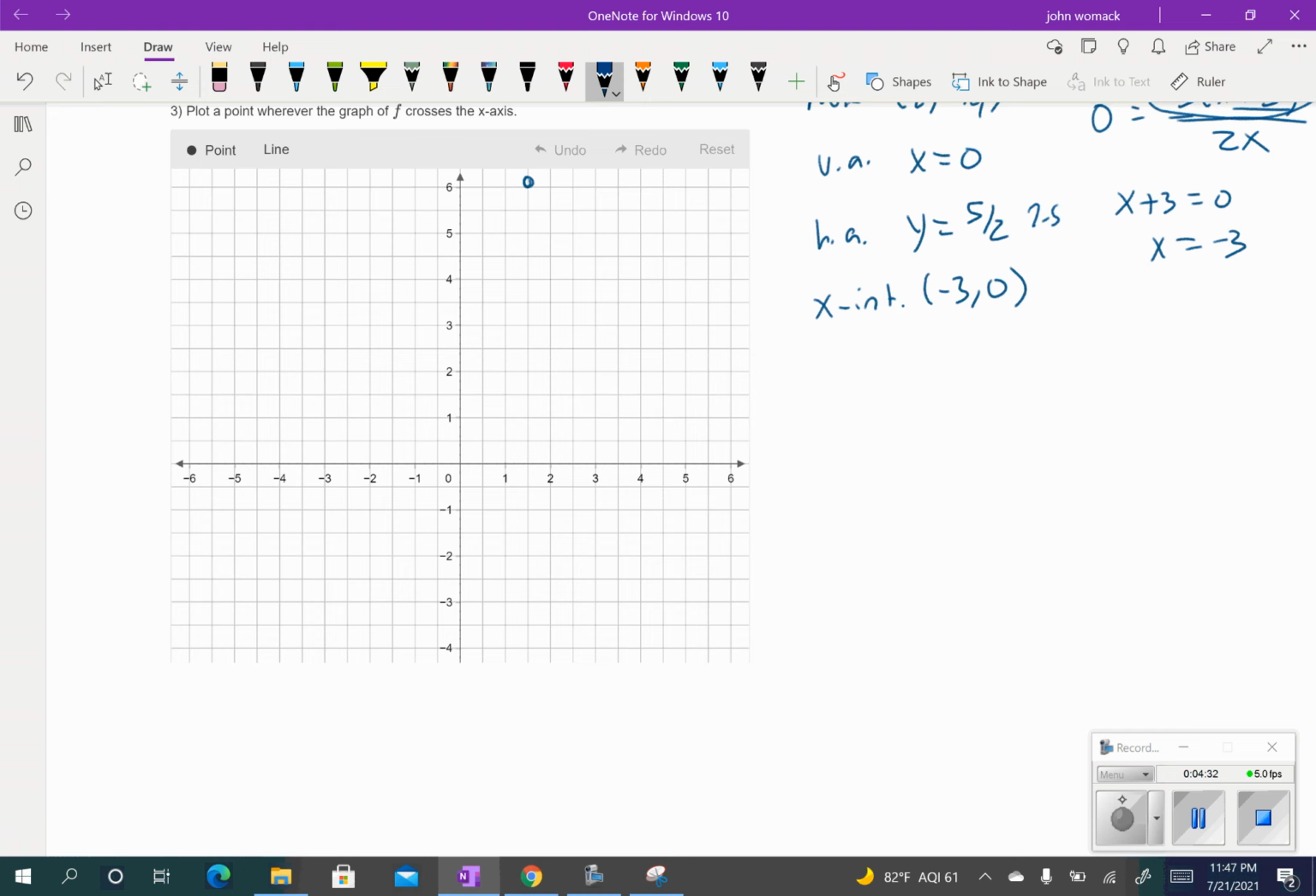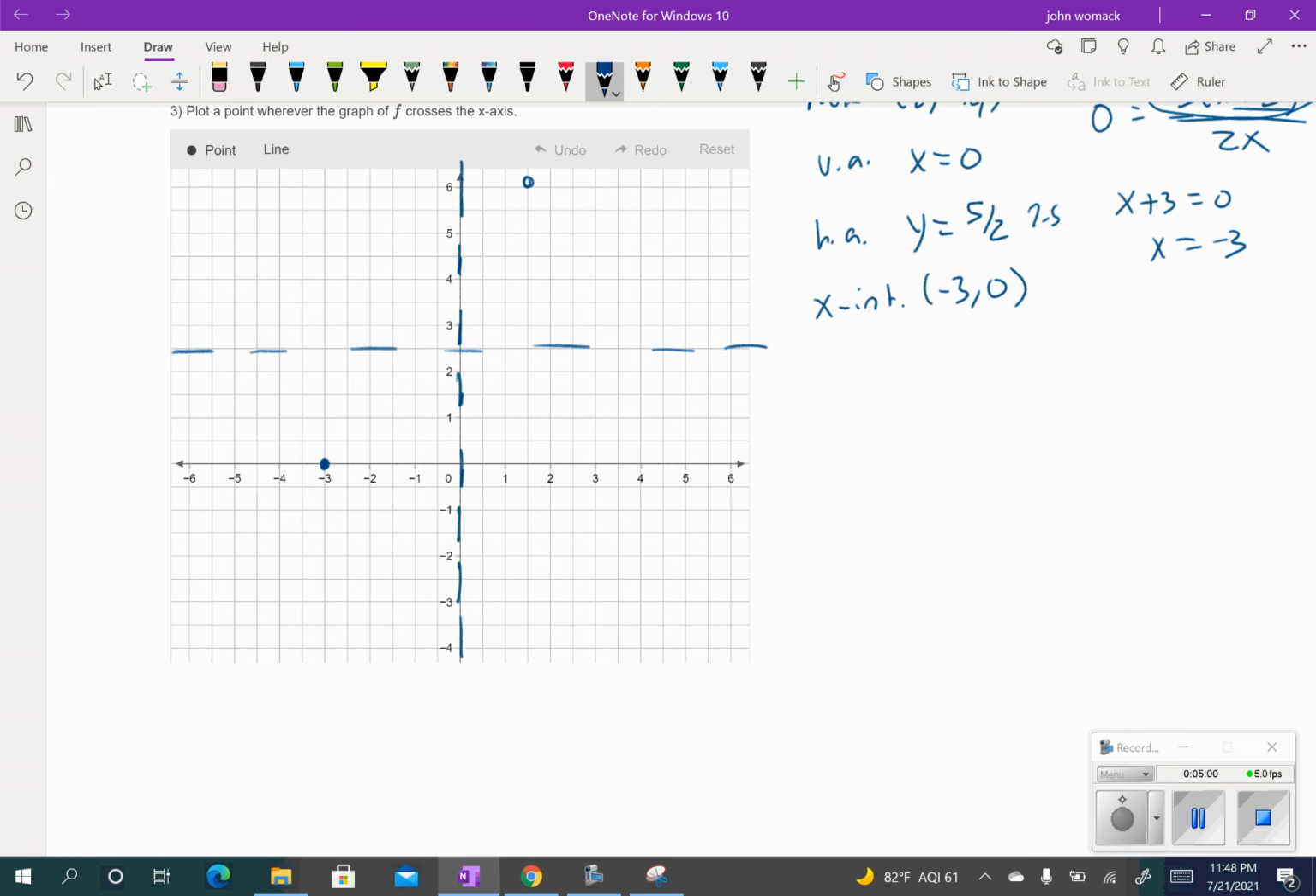We'll see. There's a vertical asymptote at x equals 0. There's a horizontal asymptote at y equals 5/2. That's 2.5. You go in that direction. We got an x-intercept of negative 3, 0, going right there. And it only crosses the x-axis once. So that's the only spot.